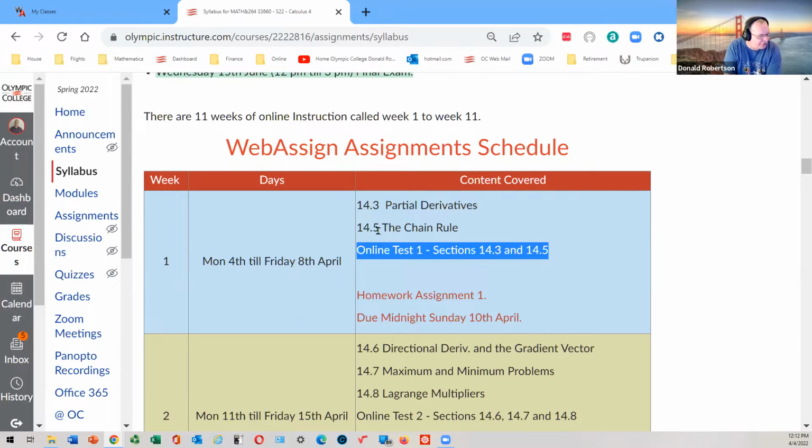All of this is on WebAssign, as all homework is. You can spend as much time as you like on the homework, as long as it's done by Sunday midnight. And the online test won't appear until Friday or Saturday morning. Whenever you do the online test, the minute you click on it, you get 2 hours to finish it. So make sure that when you do that, you're ready to do the whole thing in one go.